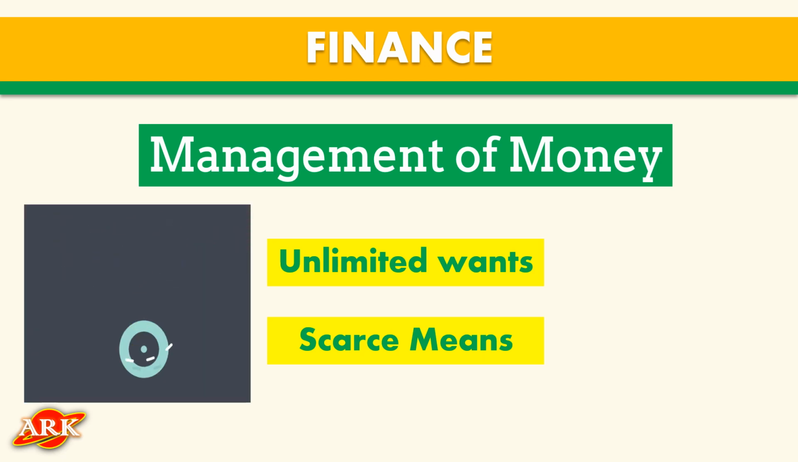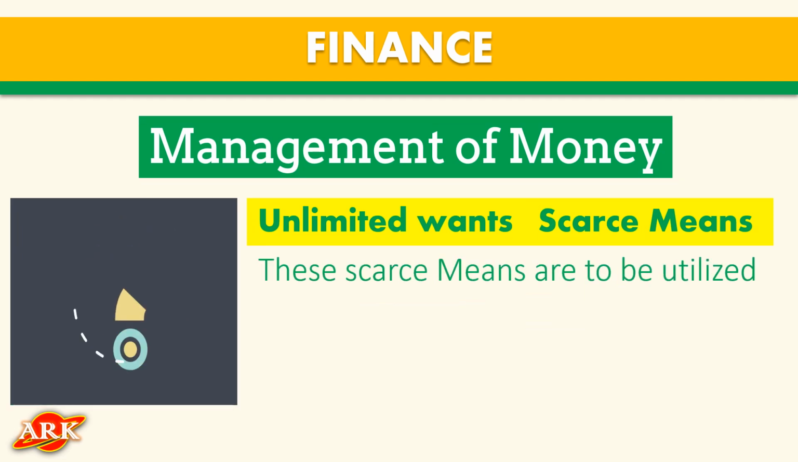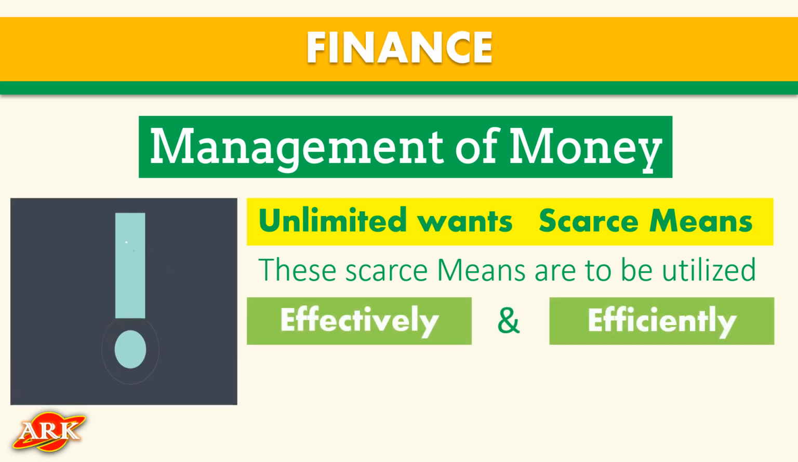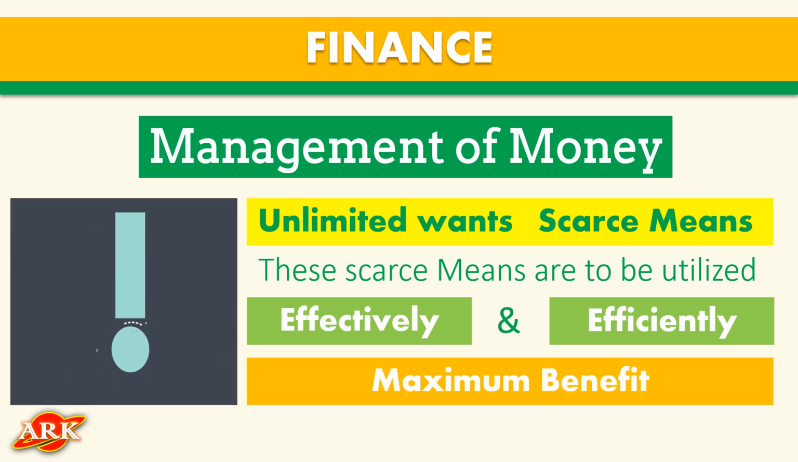So when we compare financially, the resources that we have to satisfy our desires are always very low compared to the desires. So whatever scarce resources we have, we need to use them to satisfy our unlimited wants. But we have to do that utilization very effectively and efficiently in order to get the maximum benefit of it. Let's try to understand these two words, effectively and efficiently.